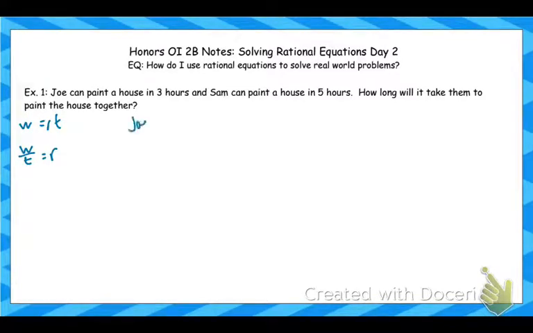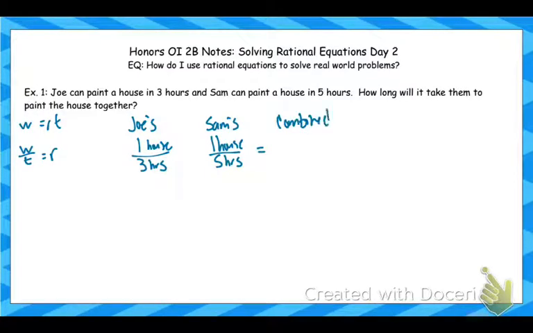So Joe's rate to paint the house, he can get one house done in 3 hours. Sam has his own rate. Sam can get one house done in 5 hours. And we want to know how long it'll take to paint them together. Well, what we need to do is find their combined rate. So we need to add their rates together. And what that's going to give us, it's not going to give us the time, it's going to give us their combined rate.